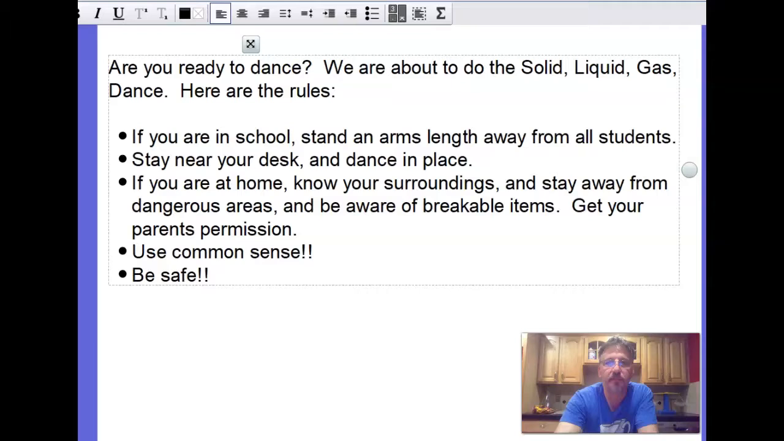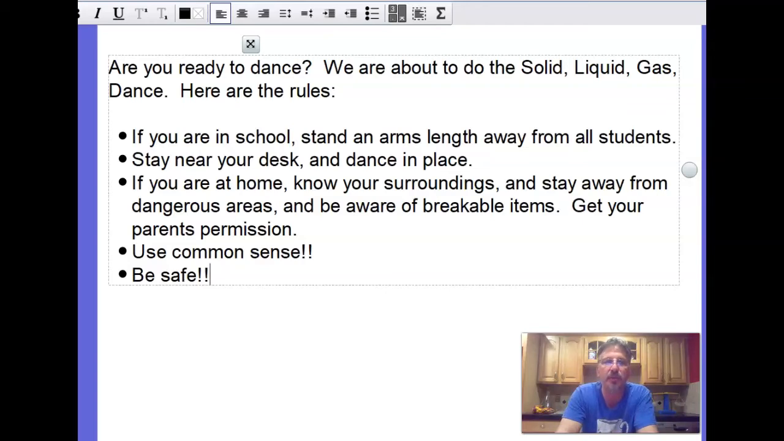That's pretty cool. Okay, are you ready to dance? We're going to do a solid liquid gas dance. And the reason for the dance, or the purpose of it, is to show you the different energy levels of the solid, liquid, and gas. In a solid, it tends to be more of a vibrate. In a liquid, it's almost like a slow dance. And in a gas, it's like a fast dance.